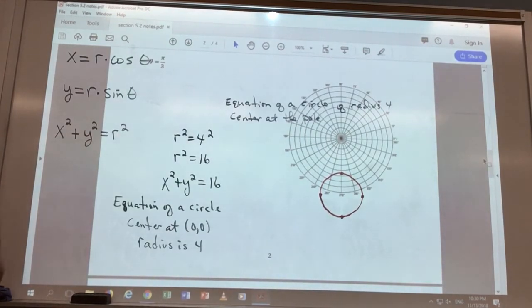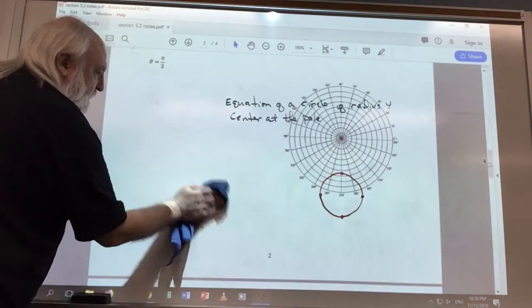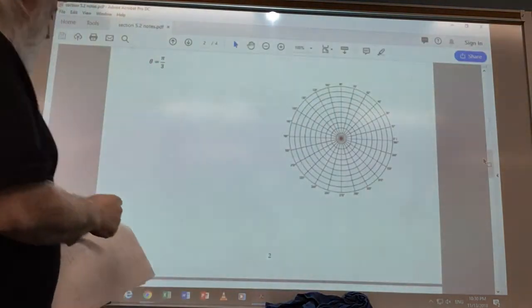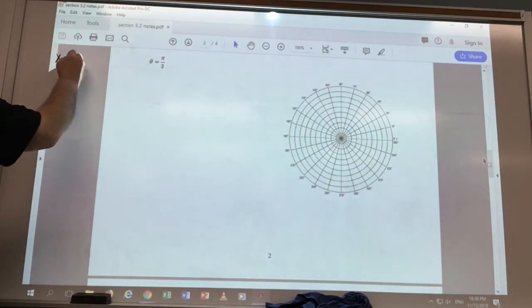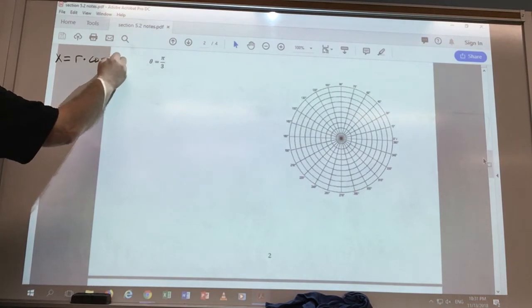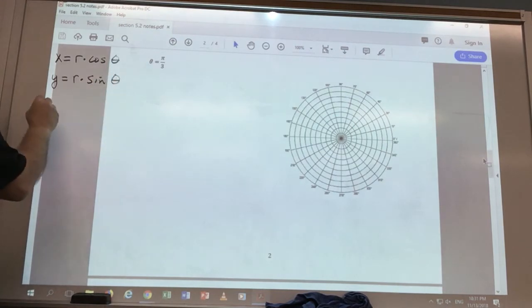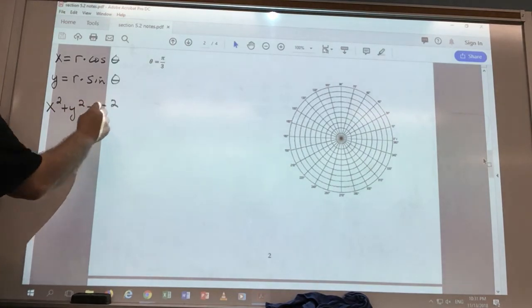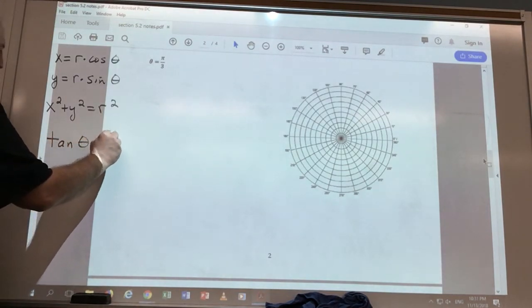Next, we want to graph the polar equation theta equals pi over 3. What on earth is that? Well, I didn't mean to erase it, okay? But we have over here again, x is equal to r times cosine theta, y equals r times sine theta, x squared plus y squared is equal to r squared. And the fourth one that you know is tangent theta is equal to y over x.